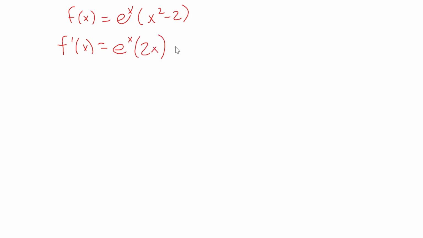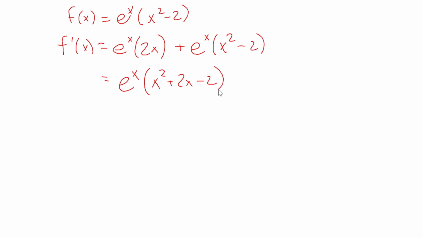Since our original function is f of x equals e to the x times x squared minus 2, we'll take the derivative using the product rule. So f prime of x will be e to the x times the derivative of x squared minus 2, which is 2x, plus the derivative of e to the x, which is just e to the x, times x squared minus 2. We'll factor out the e to the x, leaving us with x squared plus 2x minus 2. And of course, we'll set this equal to 0, realizing that e to the x is always greater than 0, so we don't have to worry about that piece.